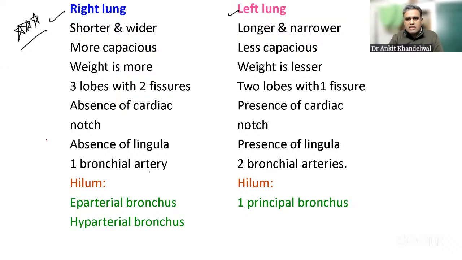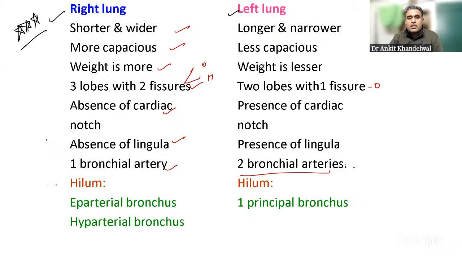Try to be clear on at least 7 or 8 differences, so you can write them in the exam. It should be at the tip of your tongue. Right lung is shorter, wider, more capacious. Weight is more, we discussed around 50 grams more. It has 3 lobes, 2 fissures. What are the 2 fissures? Oblique and horizontal. Here only an oblique fissure. There's no cardiac notch, no lingula. There's 1 bronchial artery here, whereas on the left we have 2 bronchial arteries.